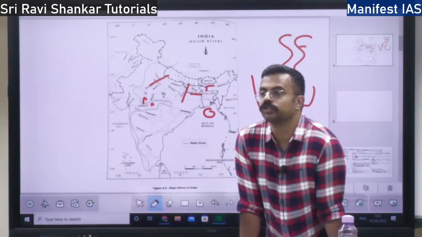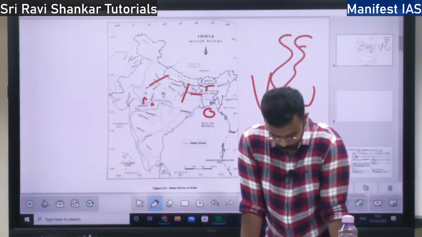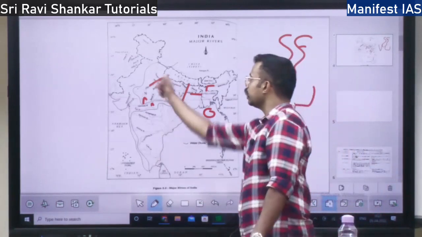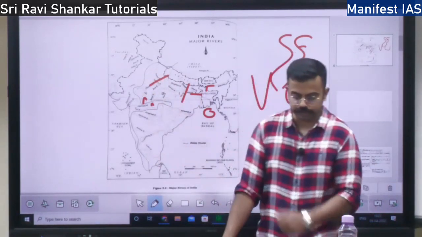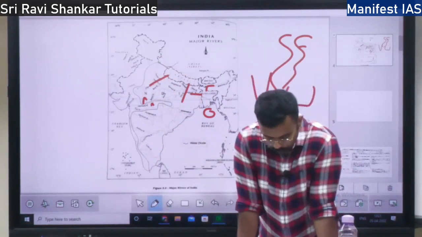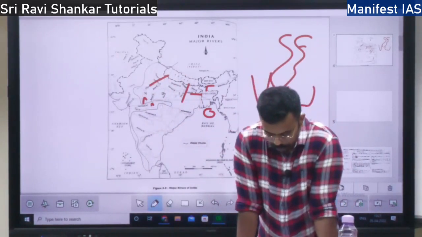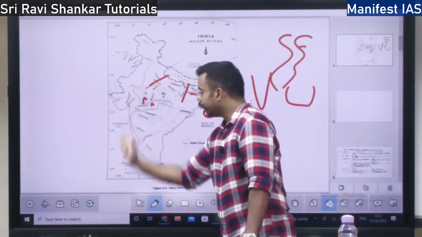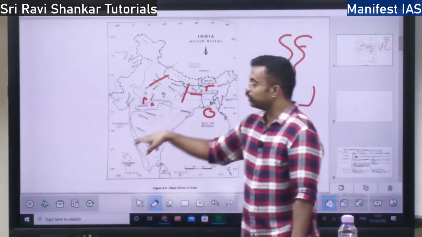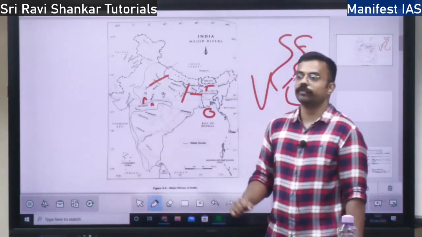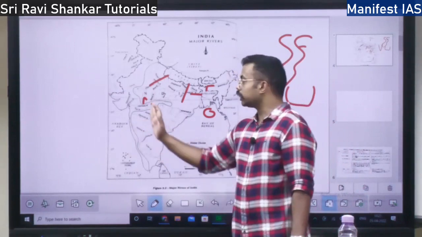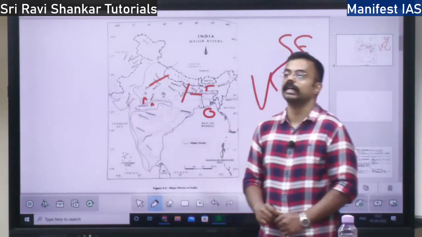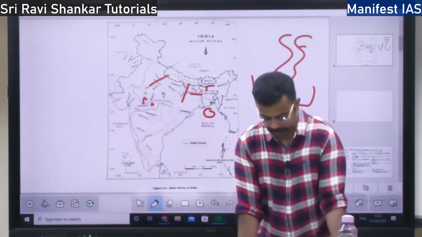So how did this peninsular drainage system originate? There are three events because of which the peninsular rivers originated. First is the subsidence of the western flank. That is, this western region went into the waters, it got submerged into the water. That is the first event. Because it submerged, the rivers in the western part started flowing towards the Arabian Sea.